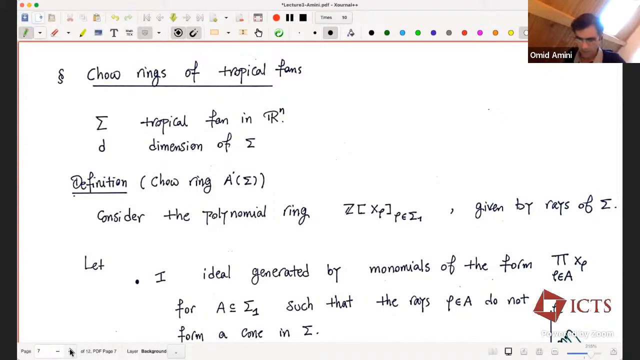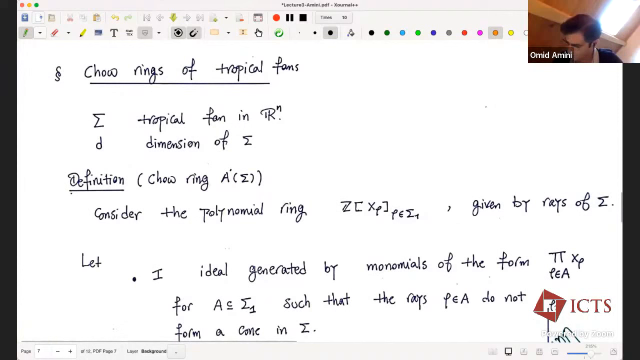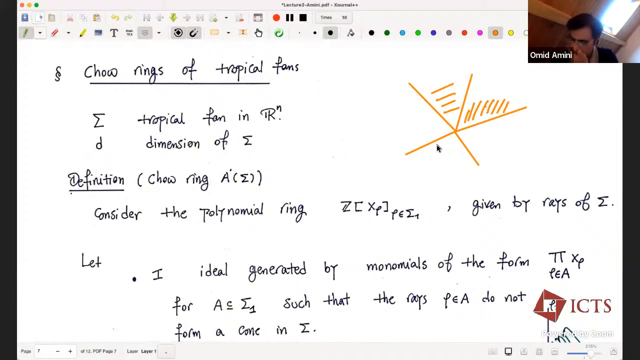Okay, so what is the Chow ring of a tropical fan? We start with sigma. Sigma is a tropical fan in R^n, and d is the dimension of sigma. So the definition of the Chow ring is as follows. First of all, you look at the set of rays of sigma. So this is your fan. You look at the set of rays of the fan. These are the cones which have dimension one.